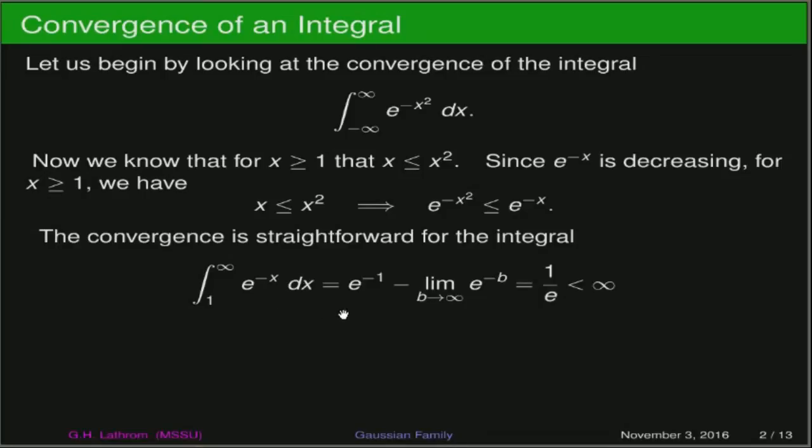That's e to the negative 1 minus the limit as b goes to infinity of e to the negative b. Well, e to the negative b is going to go to 0, and so the limit is just 1 over e, which is definitely less than infinity.